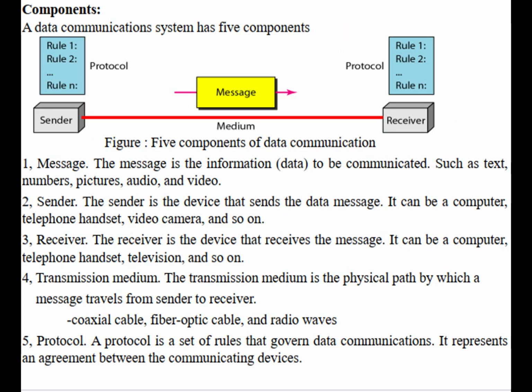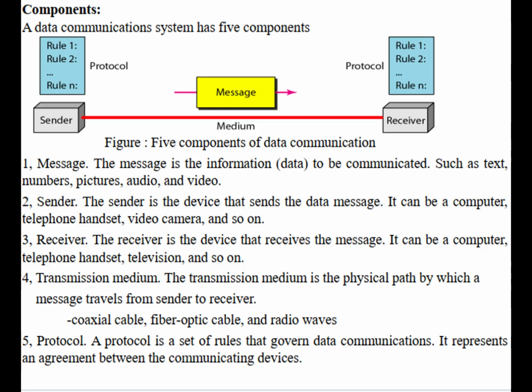Components. A data communication system has 5 components. Figure: 5 components of data communication. 1. Message. The message is the information, data, communicated, such as text, numbers, pictures, audio and video. 2. Sender. The sender is the device that sends the data message. It can be computer, telephone handset, video camera and so on.